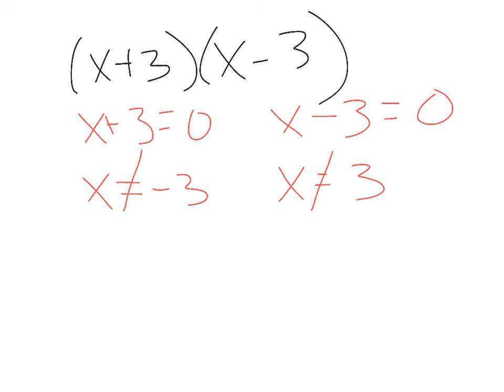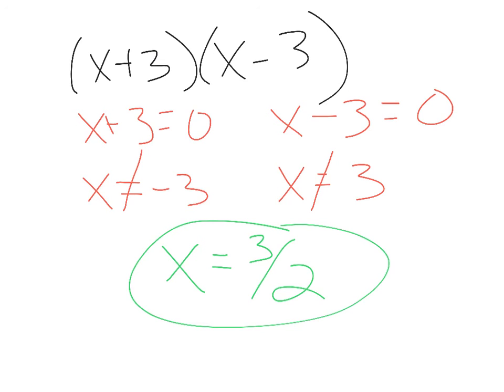Since negative 3 was one of the solutions that we got before, we now know that negative 3 does not work. It's what's called an extraneous solution. Therefore, our only solution to our equation is x equals 3/2. Always remember to check for extraneous solutions after solving your problem.